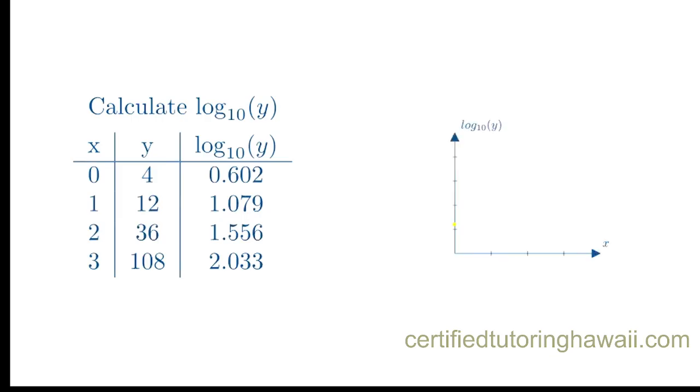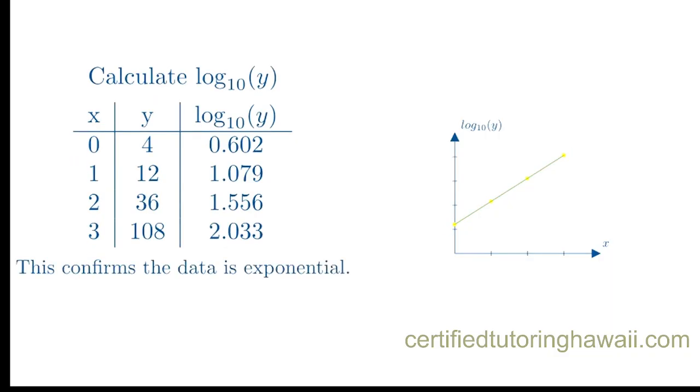Now, we plot the x values against their corresponding log y values. And look, the points now fall on a perfect straight line. This confirms that the original data is indeed exponential. We've confirmed the data is exponential. Now, let's use the line to find the exponential model.